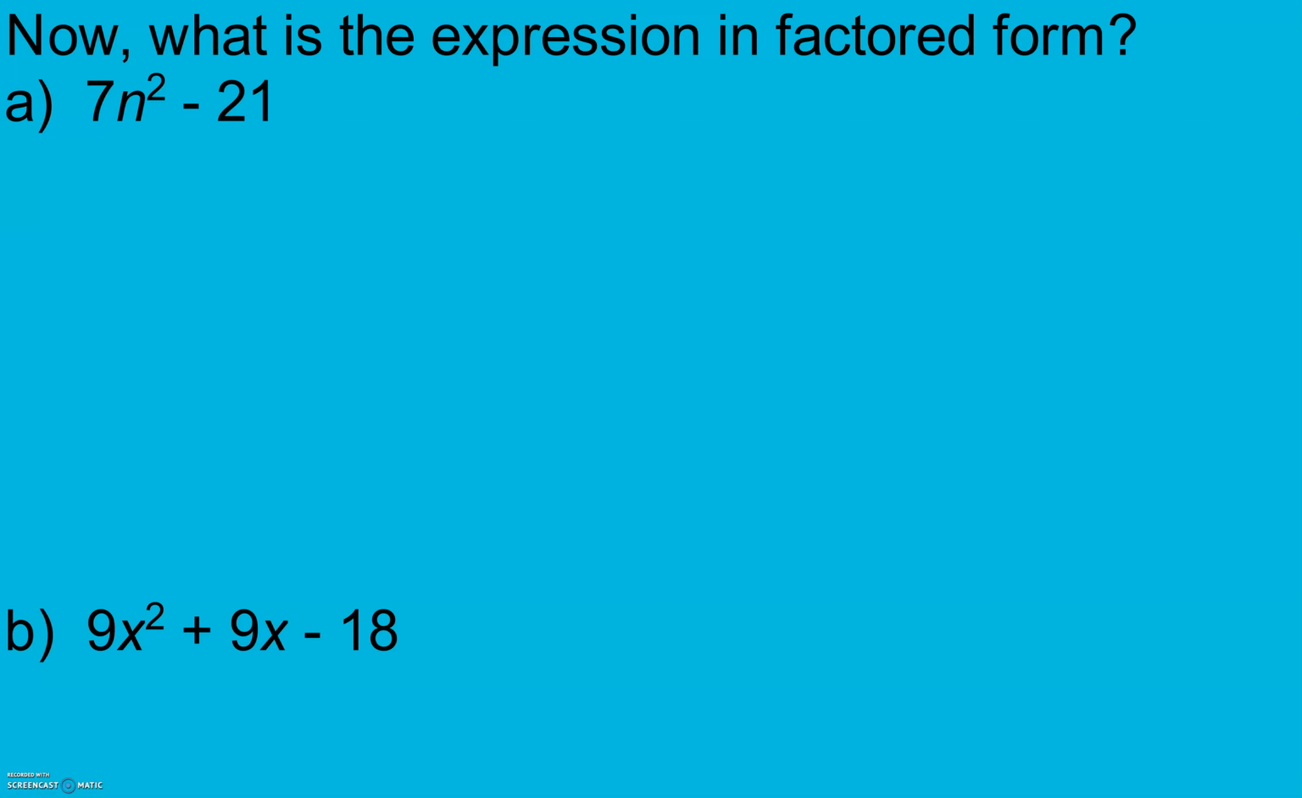Continuing on in section 4.4 here, feel free to pause and give these a try if you'd like. We want to know what is the expression in factored form. So my factors here are 7, which is prime, times n times n. 21 is 7 times 3. So I put a 7 in my 7 column, a 3 in my 3 column, and don't forget that -1 is a factor. What I have common in both of them is a 7.